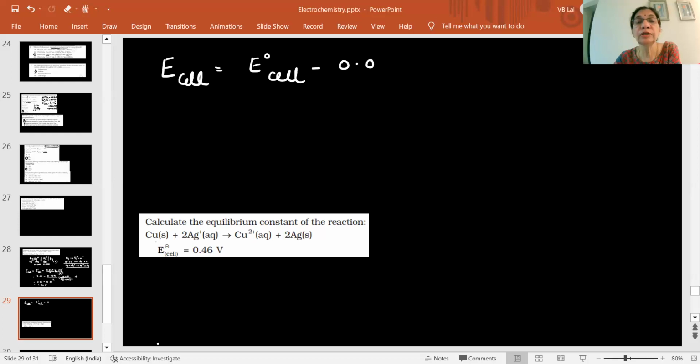Minus 0.0591 by N log of concentration of the product raised to A divided by concentration of the reactant raised to B.